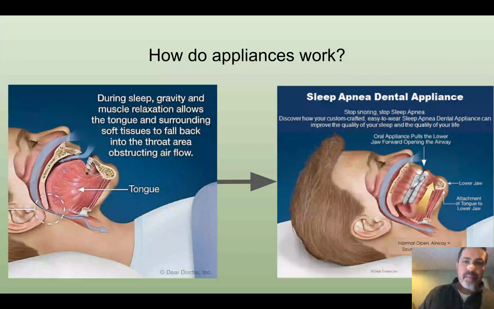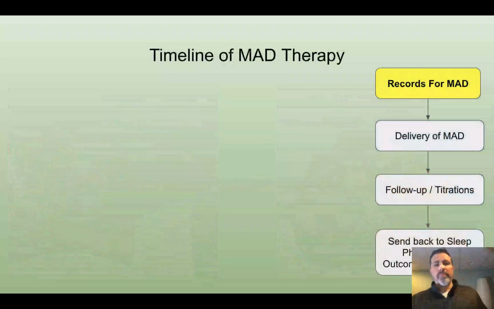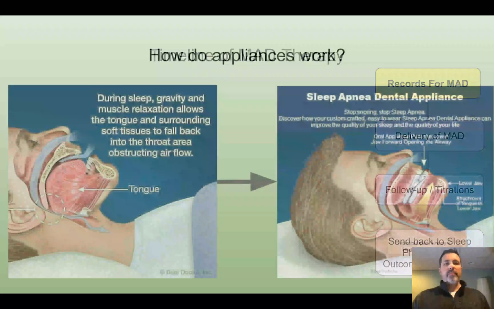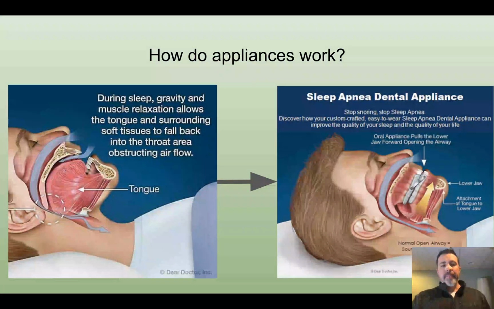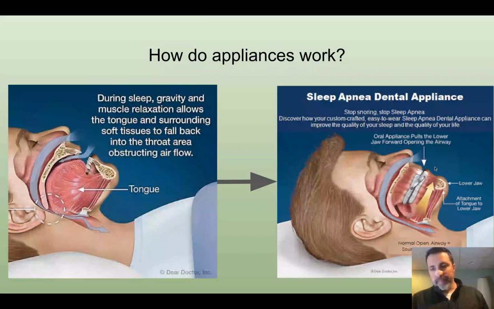Again, how do these appliances work? Well, we went over that. If you pull the mandible forward, you then, in the right patient, pull their tongue forward, and you can treat, to some degree, obstructive sleep apnea.